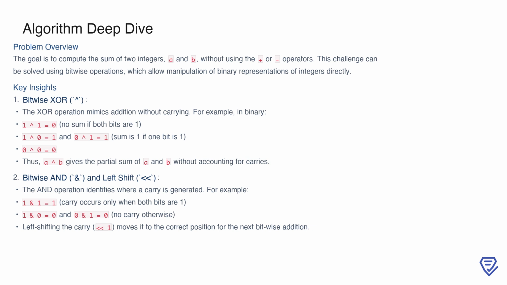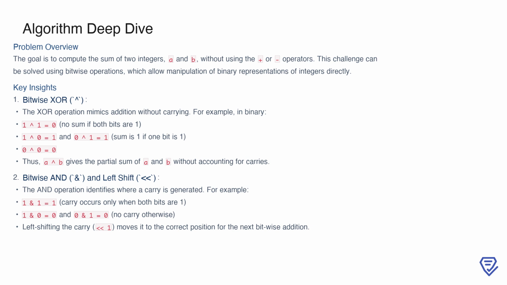The XOR operation, represented by caret, is central here because it mimics addition without carrying. For example, in binary addition, 1 caret 1 gives 0 since there's no sum when both bits are 1. On the other hand, 1 caret 0 or 0 caret 1 results in 1, which mirrors addition when only one bit is 1. This gives us the partial sum.